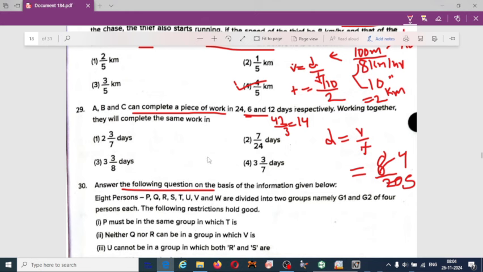Then they will complete the same work in, we have to calculate here. First, you have to take the ratio of the days of all the 3 persons. 1 by 24, you should add 1 divided by 6 plus 1 divided by 12. If you take the LCM, you will get here 7 by 24.